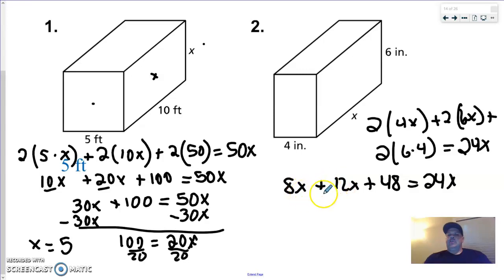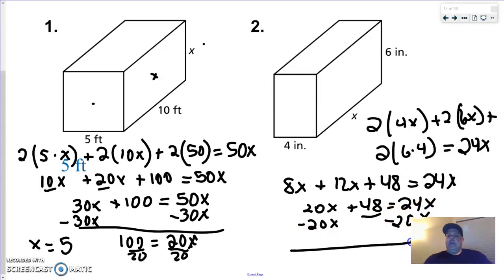When I combine like terms on the left, I get 20x plus 48 equals the 24x. Since I already have the 48 here, I'm going to move the 20x to the other side, and I will get 48 equals 4x. I will divide by 4, and x equals 12. So you can see on this, the second answer is 12.